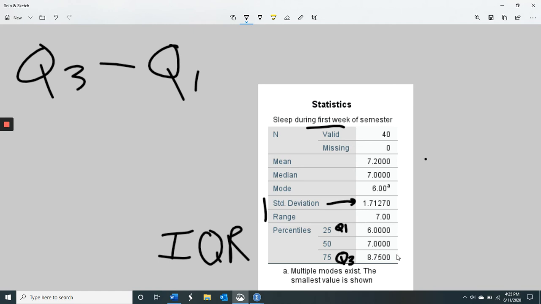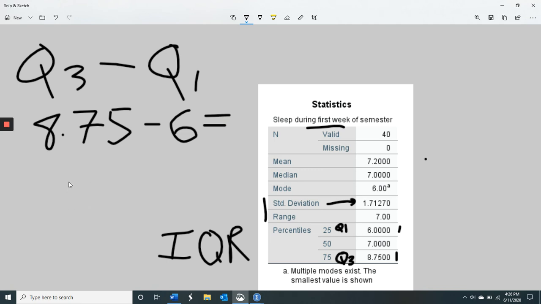So all you have to do is take the numbers that are given here and here. So we have 8.75. That's the number at Q3, the 75th percentile, where 75% of the scores are below this number, minus 6. So it says 6.00. Q1 is the 25th percentile, so 6 is the number where 25% of the scores are below that. So to get the IQR, we just subtract this. So the IQR is 2.75. So that's the IQR.